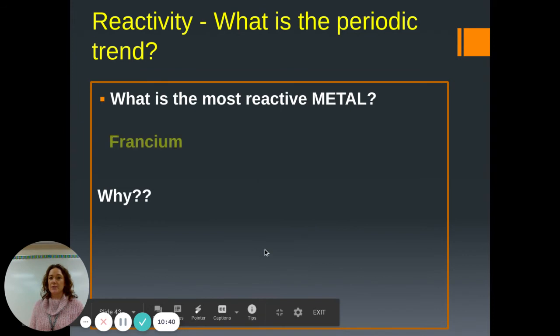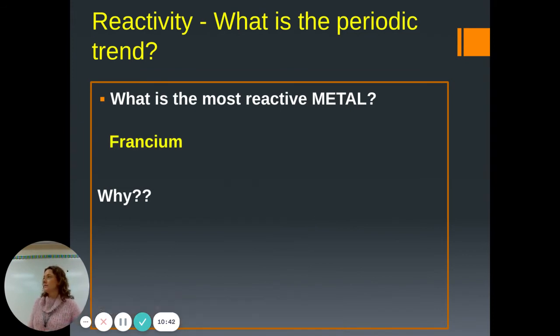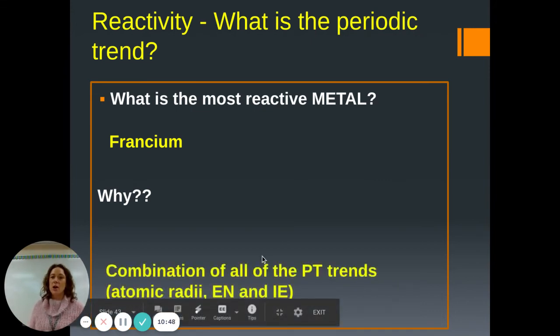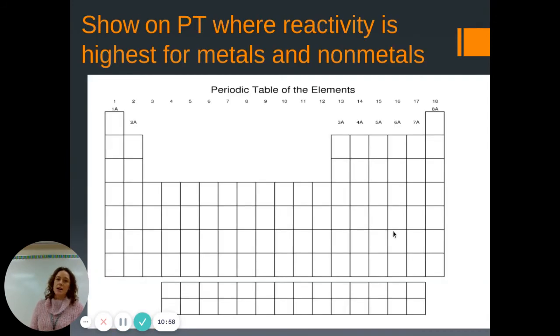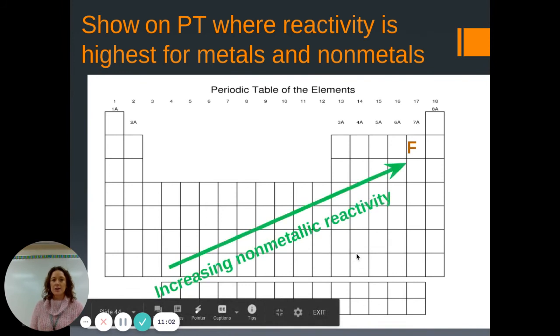What's the most reactive metal? Francium. So francium likes flow, fluorine. Francium likes flow. So why is that? Same thing, just combining all of the trends on the periodic table: atomic radius, electronegativity, and then ionization energy. We can put this, but we draw it a little bit different as a trend. We actually kind of slice right through the periodic table.